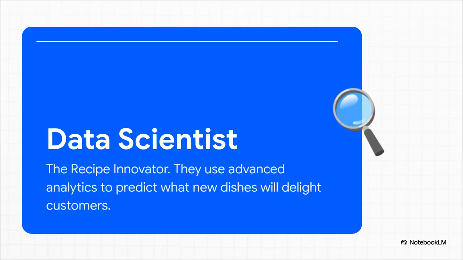And that brings us to our third hero, the data scientist. This is the recipe innovator. So while the analyst is looking at the past and present, the scientist has their eyes on the future. They use all sorts of advanced analytics, looking at dining trends, what ingredients are in season, what people are craving, to predict the next big hit on the menu. They're the ones who come in and say, you know what? Based on all this data, a spicy cauliflower dish is going to be a massive hit next fall. They're all about experimentation and innovation.